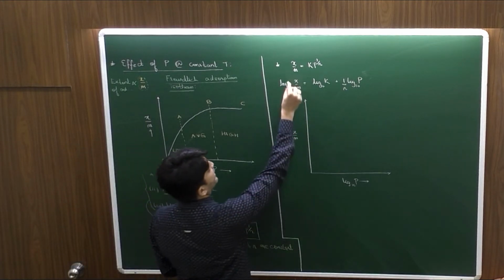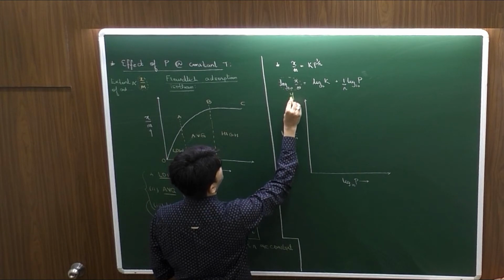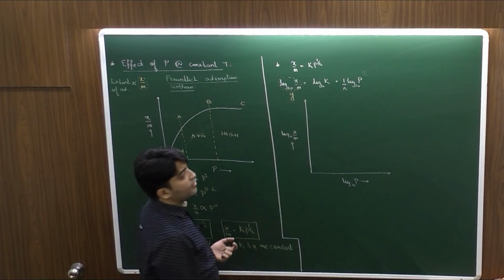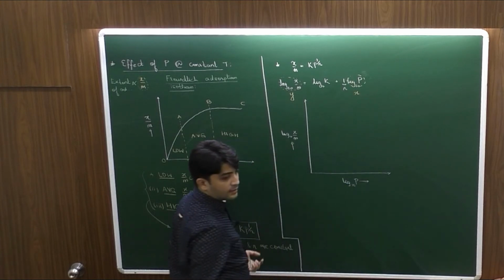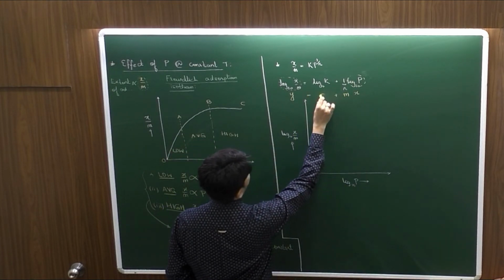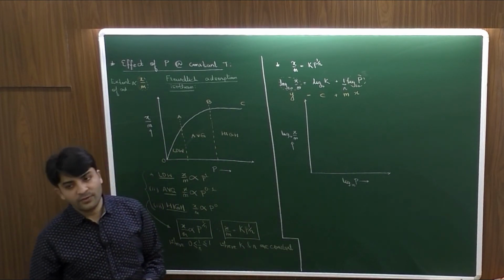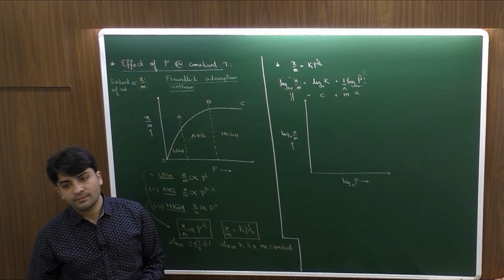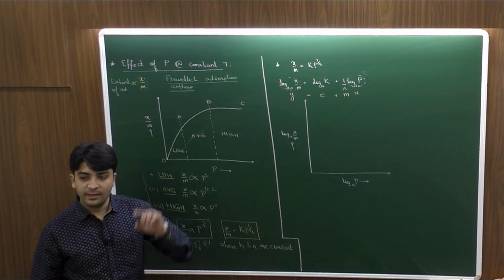Listen, log x by m I have plotted on what axis? Y. So can I replace it by y? Log of p I have plotted on x, so I will replace it as x. Can you see the relation? y equals mx plus c. As simple as that. So we take log k as the intercept. Perfect. And then slope is positive or negative? Positive. So it will be increasing.